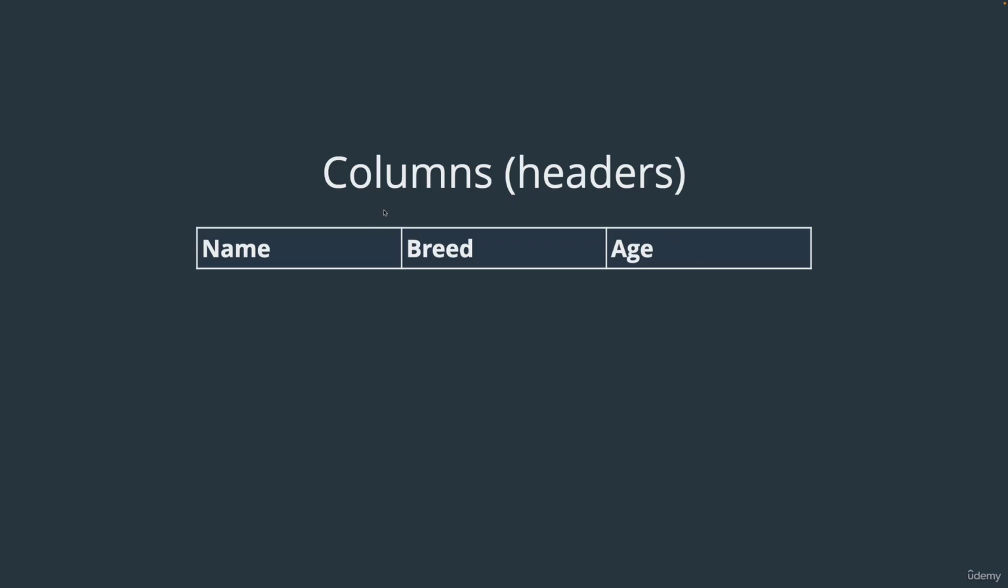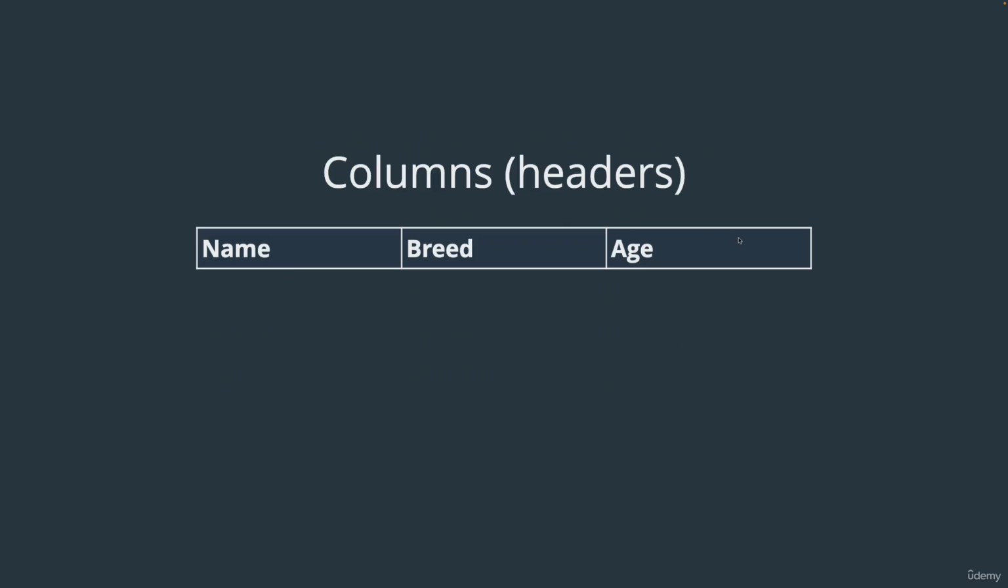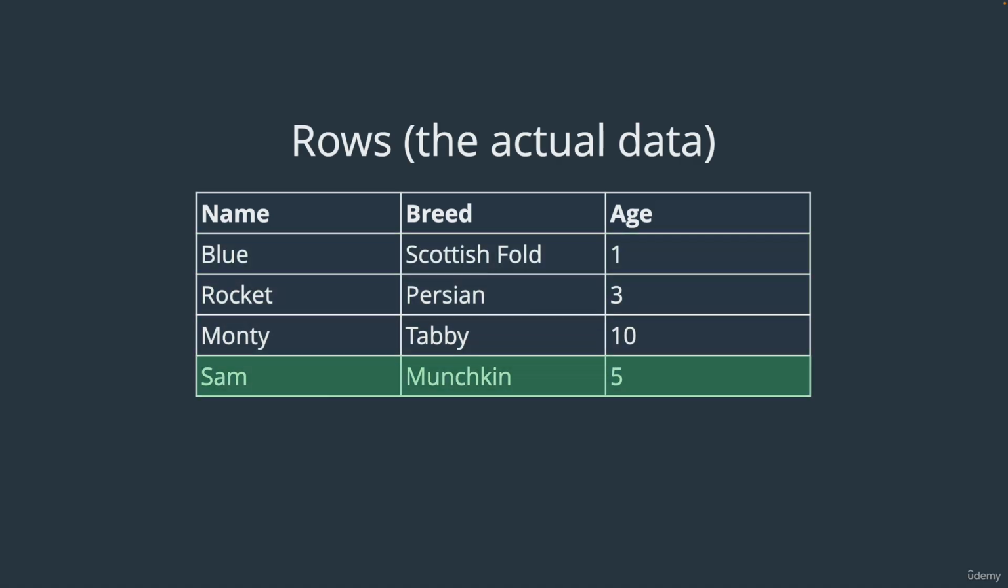Okay, so we have our columns, name, breed, and age. And then we have the rows. Those are the actual entries, the actual data in the table. So we have one row here. Blue is a Scottish fold. She's 1 year old. We have Rocket, who's a Persian cat, 3 years old, and so on. These are all rows. They are entries into this table. But the first step is to get this table empty, but with a structure. We're telling SQL, okay, here's our cat's table. It has these 3 different columns, these 3 pieces. And then once that's done, we can insert data in.